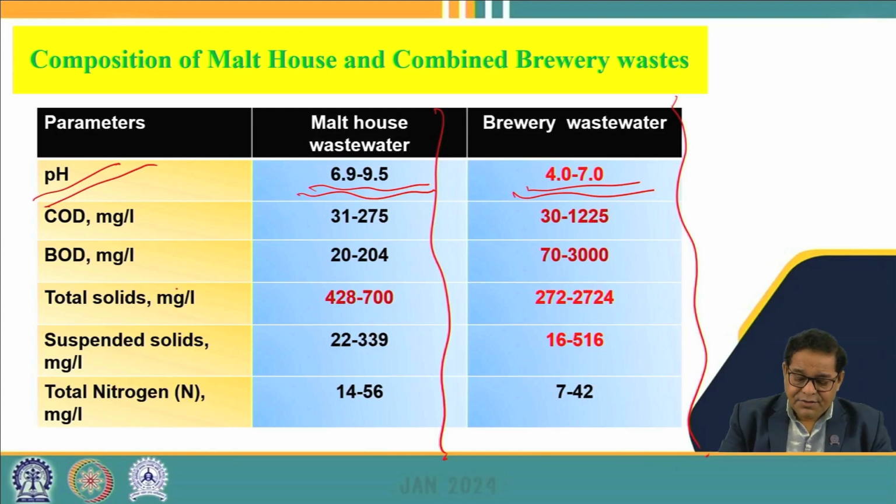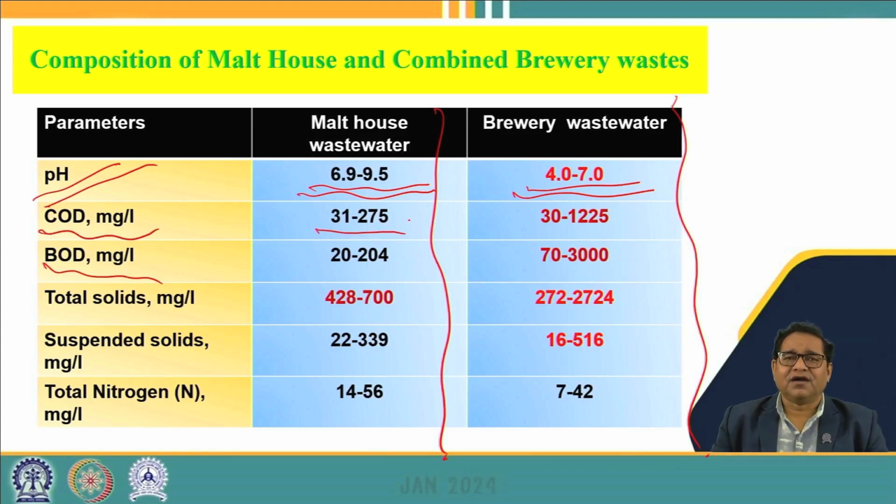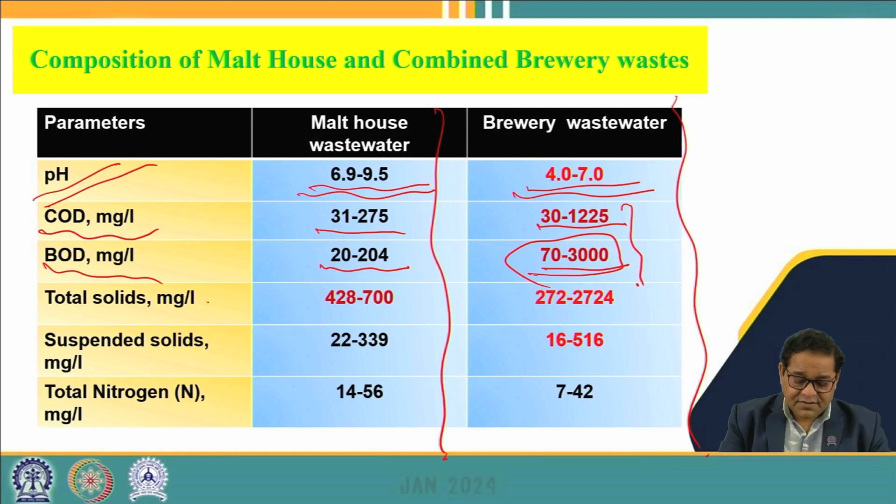And then BOD and COD also have a lot of fluctuations. In the malt house, it is hardly 200, 300 milligram per liter. These are the ranges for BOD and COD. But in case of the brewery sections, the BOD and COD levels vary a lot, and can go starting from 30 to 1225 in case of COD, and the BOD level can also vary from 70 to 3000 milligram per liter. So there are a lot of variations, a lot of fluctuations.